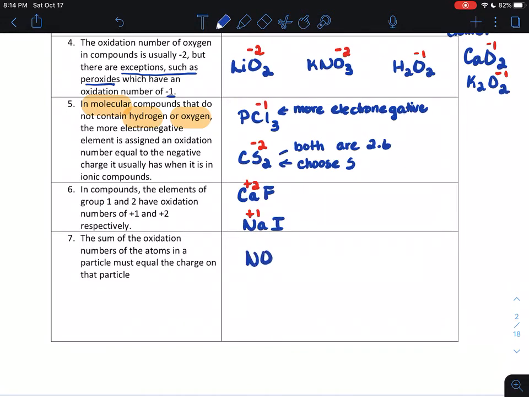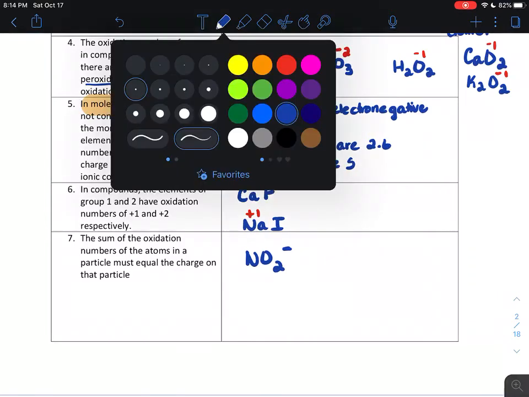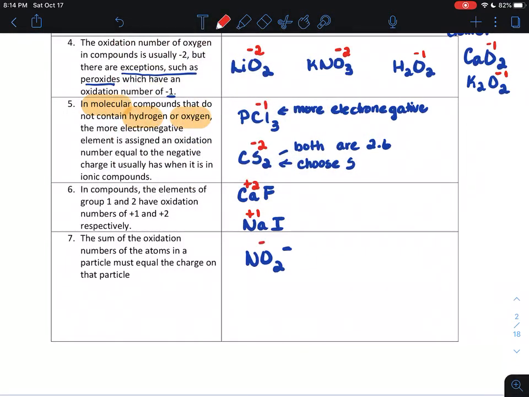And for this one, it's basically the nitrite ion, so NO2 minus. And what this is saying is that the sum of the oxidation numbers of the atoms must equal the charge on the particle. So here I've got oxygen. Remember, oxygen has an oxidation number of -2 unless it's a peroxide, and it's not one here. Do you see that I have 2 oxygens? So that means -2 times 2, I've got -4. And I like to do the math underneath, write the oxidation numbers on top, do the math underneath.